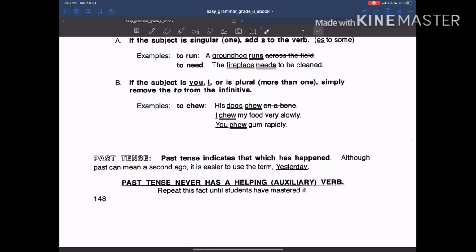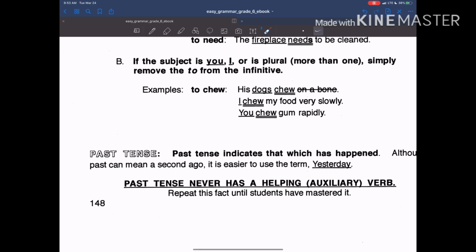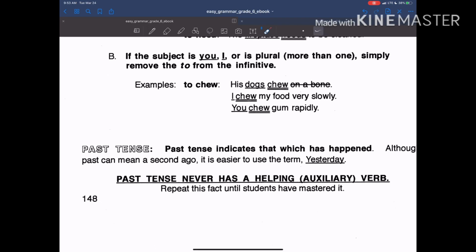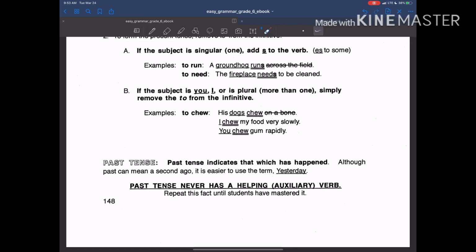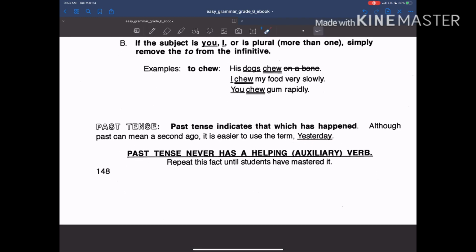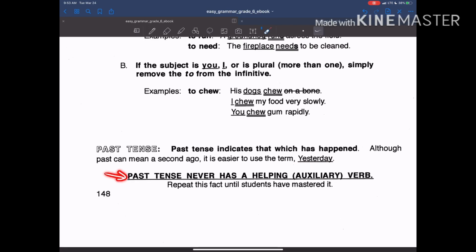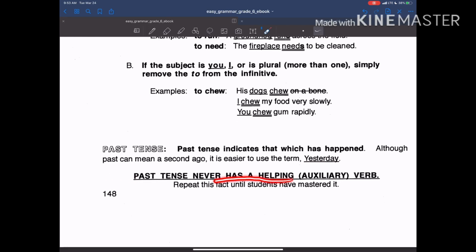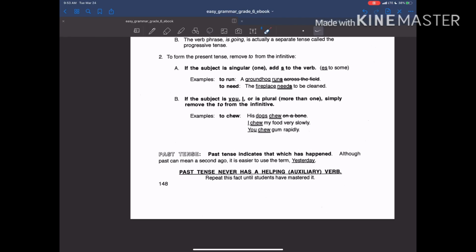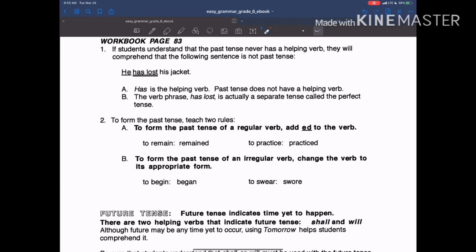Okay? Past tense. Past tense indicates that which has happened. It's already in the past. It's done. Although past can mean a second ago, it's easier to use the term yesterday. Okay? Past tense also never has a helping verb. Okay? So present tense never has a helping verb, and past tense never has a helping verb. Okay? Let's go to the next page.